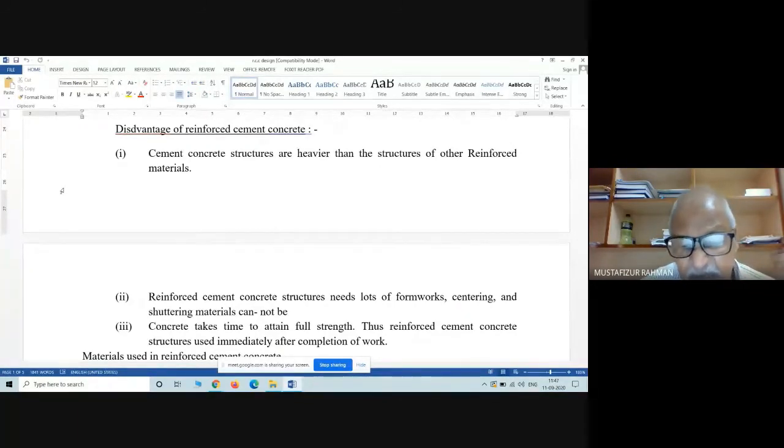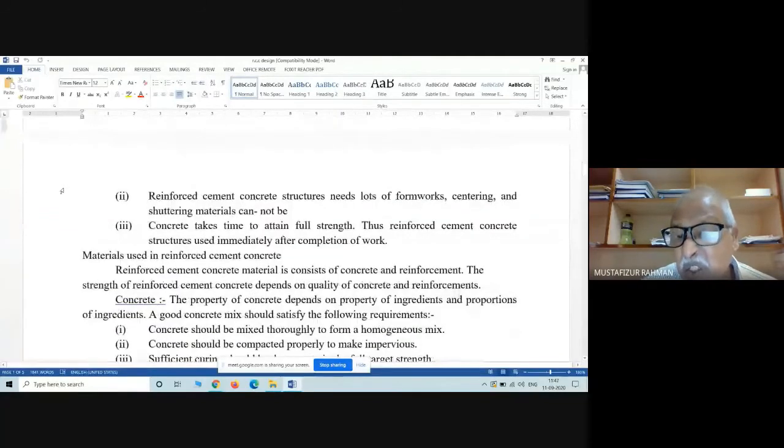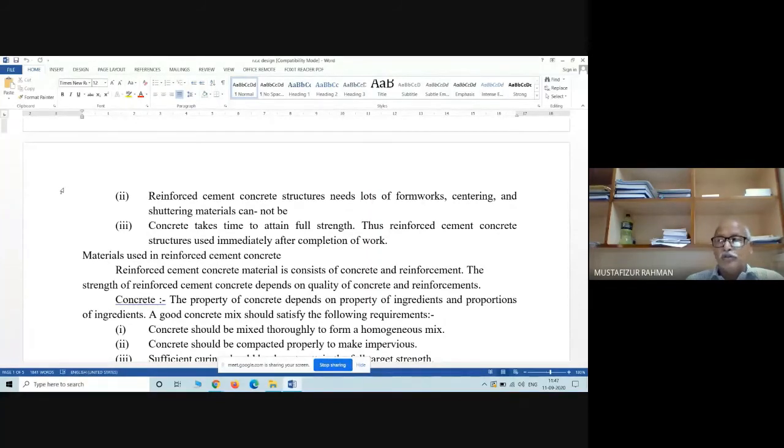Reinforced concrete structures need lots of formwork. After mixing, concrete is plastic and does not hold its own shape. So to keep its shape, we require formwork, shuttering. You have observed the shuttering. So it is another cost, another expense, which does not have any return. We cannot avoid this also. So this is another disadvantage.